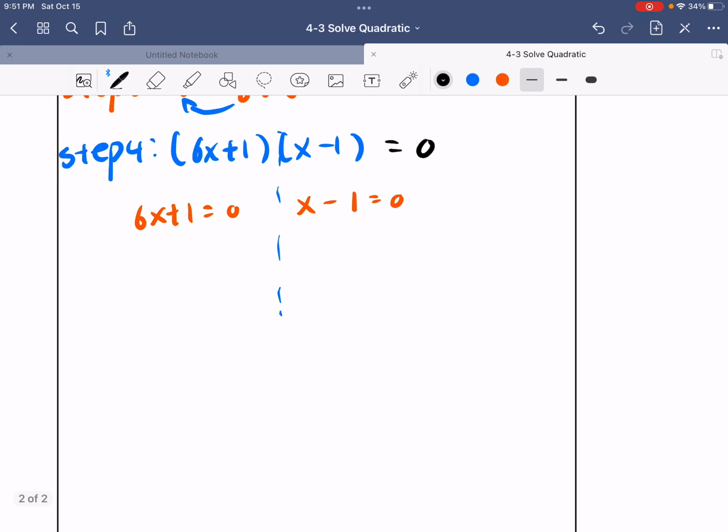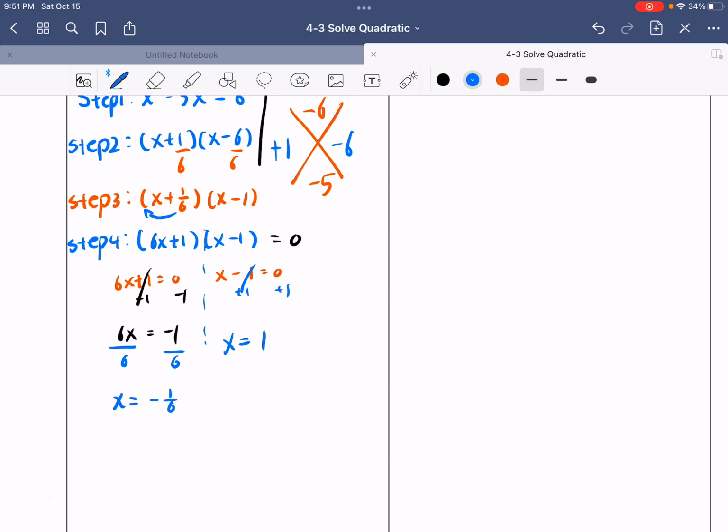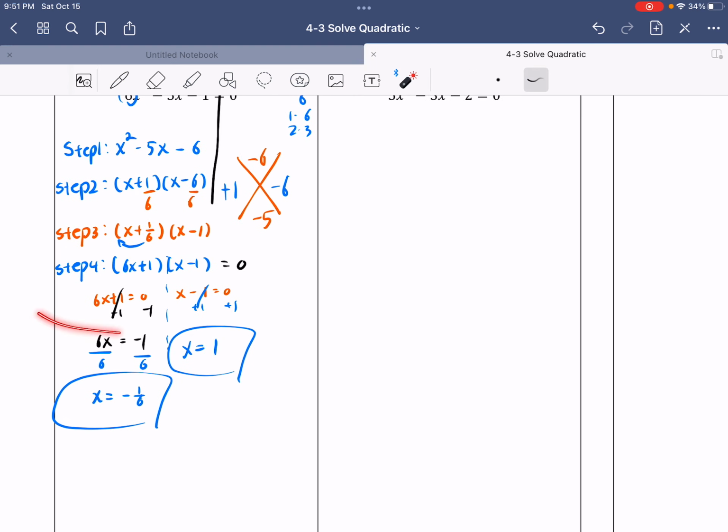But I will show you the shortcut. Minus 1 both sides, because I'm just teaching you the traditional method. And divide by 6 both sides, right? So you should get x equals -1/6. This one, you just switch the sign, so like that. That's going to be the answer: -1/6 and 1. Is there a shortcut for this one?